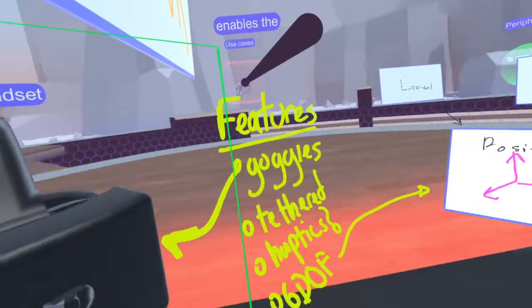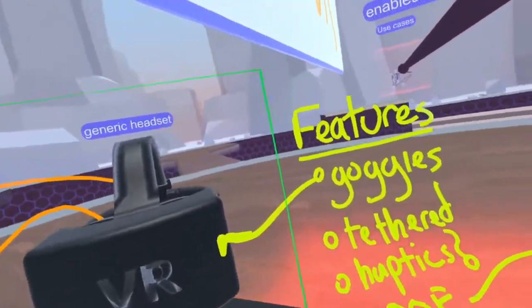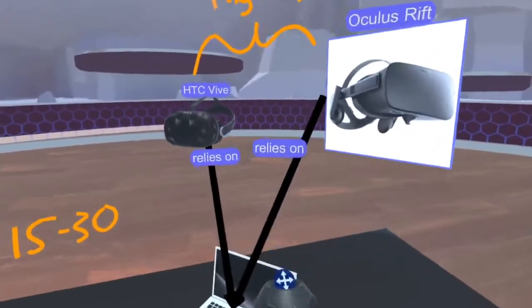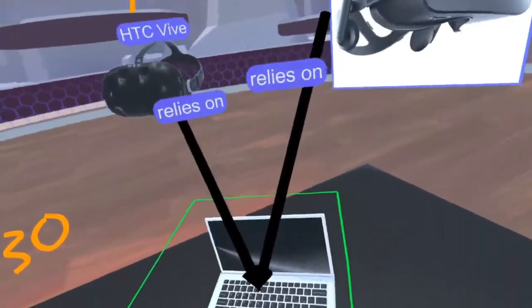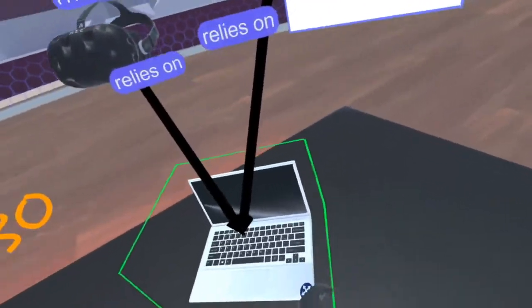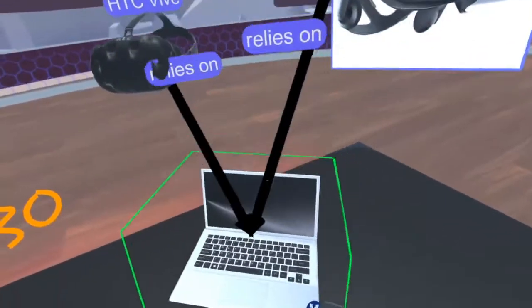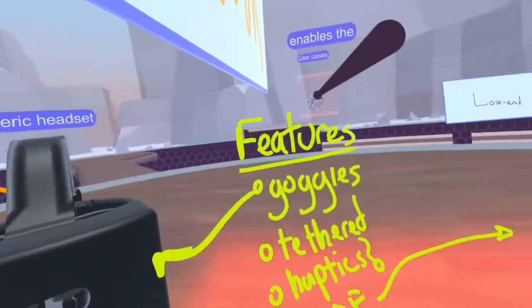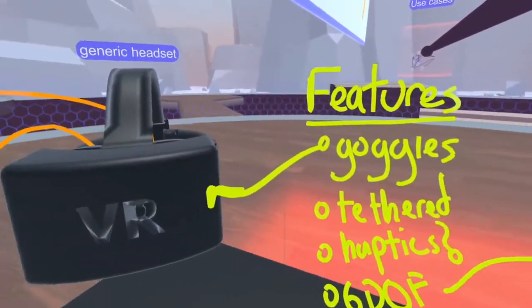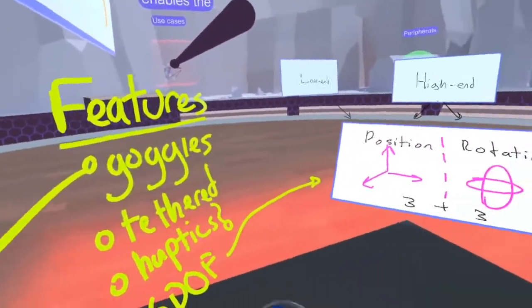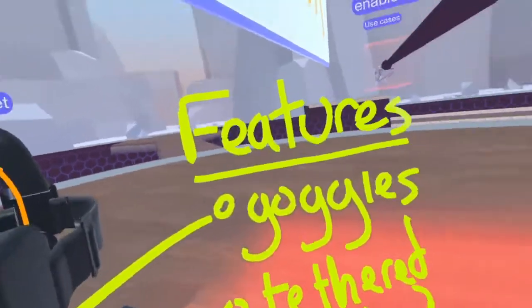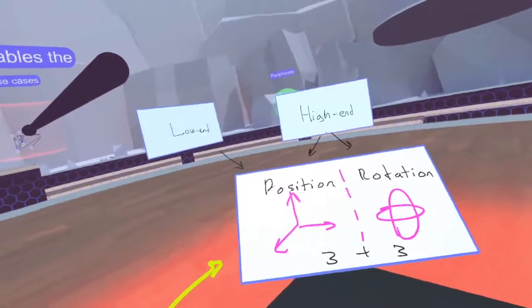Now, what you'll also note about this VR headset, or some VR headsets, is that they are tethered. They need to be actually hooked up to a computer. These are two examples, which I'll talk about in a second. They require to be plugged into this computer, although this computer probably isn't powerful enough to actually do it. Some VR headsets have haptics, which means it's sort of giving you a sense of touch. We're not going to dive into that too deeply. And some VR headsets have 6 degrees of freedom tracking. This is actually a really important one.